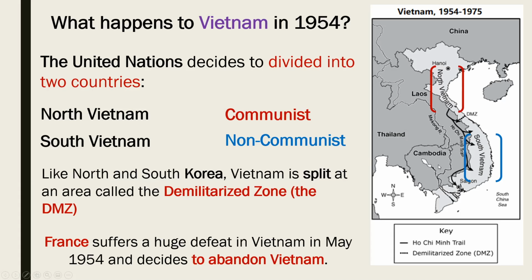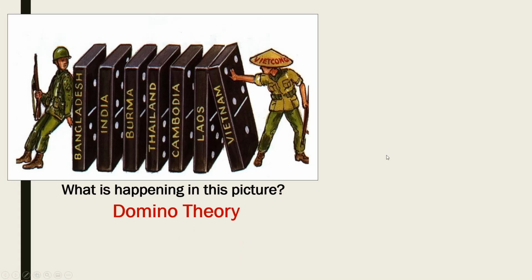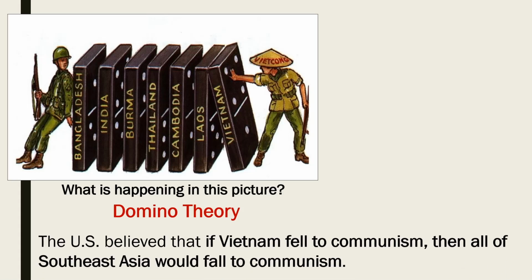And we see on each of the dominoes, there's a country. Vietnam, Laos, Cambodia, Thailand, Burma, India, Bangladesh. All these countries are in Southeast Asia, over here. So what this picture is showing us is this theory that we call Domino Theory, that President Eisenhower and his team are going to call this. Right now we're still with President Eisenhower. And what Domino Theory means is the U.S. believes that if Vietnam falls like a domino to communism, if all of Vietnam becomes a communist country, then all of Southeast Asia, all those countries, would also fall to communism, like dominoes.